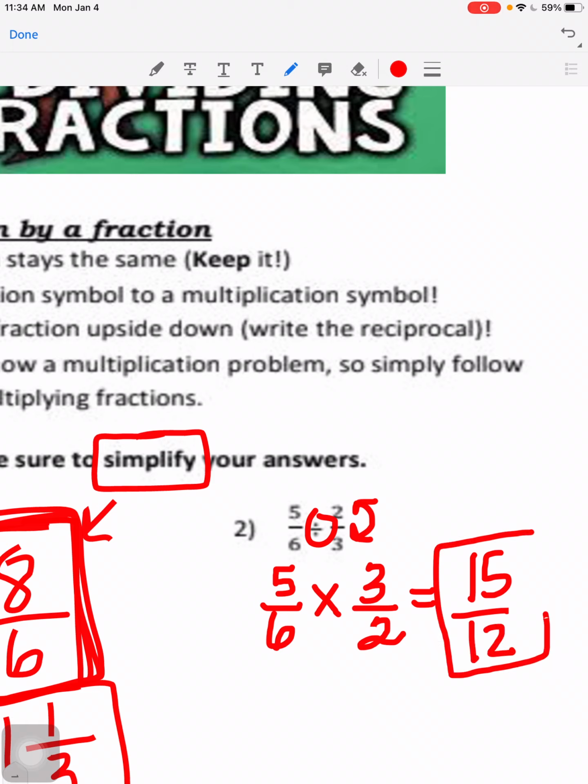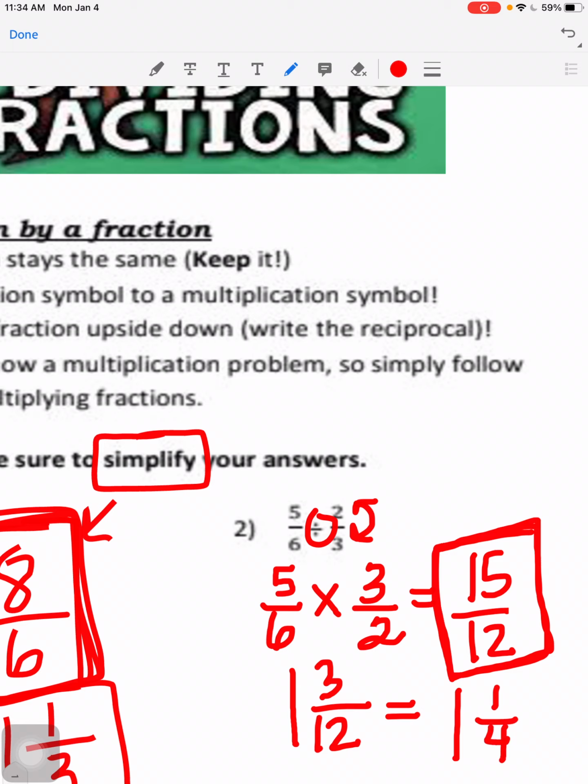Remember, an improper fraction is appropriate when you have to do a gridded question on the EOG. But we're going to simplify it into a mixed number. So 12 goes into 15 one time. There are 3 left over, which simplifies to 1 and 1/4. So our answer is 1 and 1/4. So this is saying how many 2/3 are in 5/6. Okay, and there are 1 and 1/4.